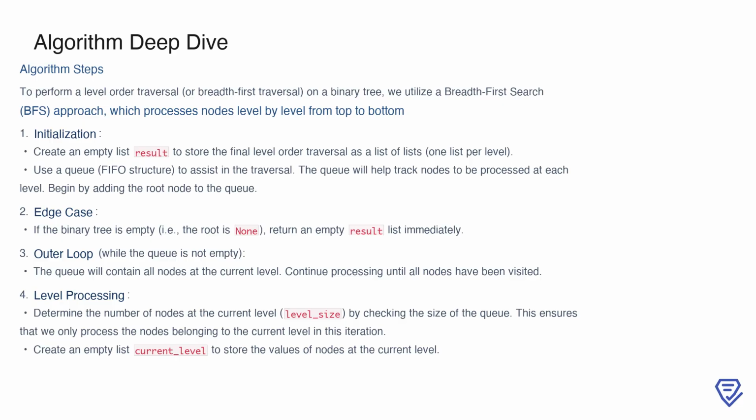Before diving into the main logic, we handle an important edge case. If the tree is empty, meaning the root is None, we immediately return the empty result list. Once the tree is confirmed to be non-empty, we enter the outer loop. This loop continues as long as there are nodes in the queue. At the start of each iteration, the queue will contain all the nodes at the current level. This ensures we process one level at a time without mixing nodes from different depths.